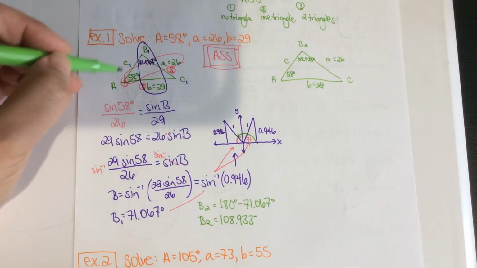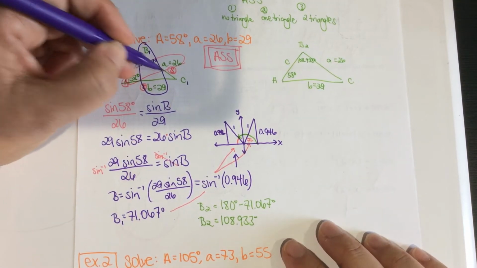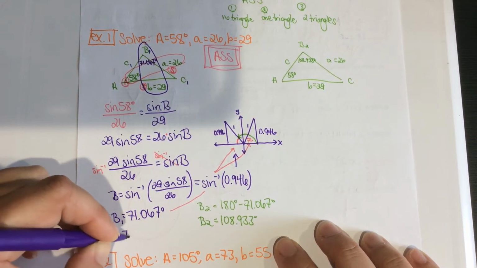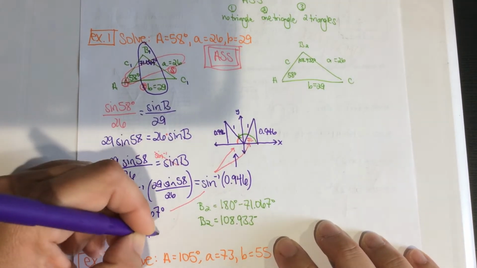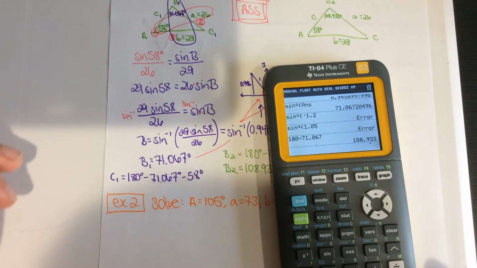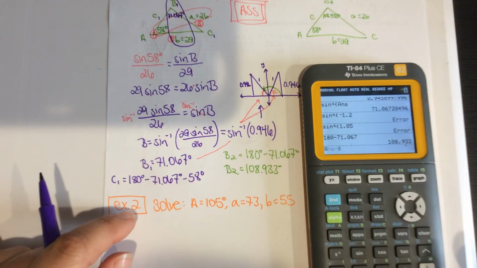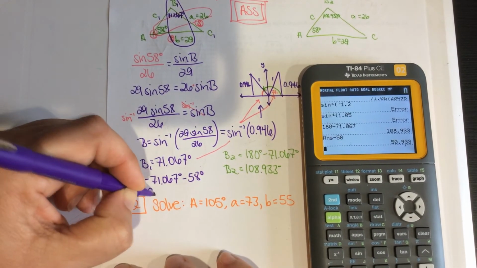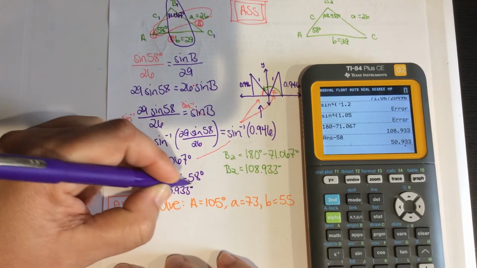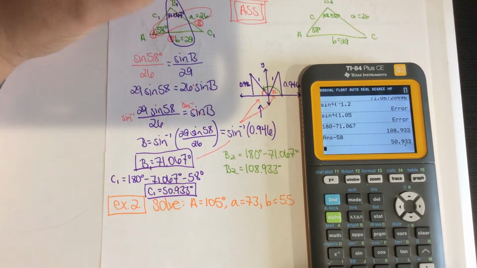So my C for my first triangle is really easy to find, right? I know the two angles, so I'm going to go C1 equals 180 minus 71.067 minus 58. I'm going to do that on my calculator. I already did that, didn't I? Okay, so there's that. My C1 is 50.933 degrees. I got my B1. And then fill it in to make sure.